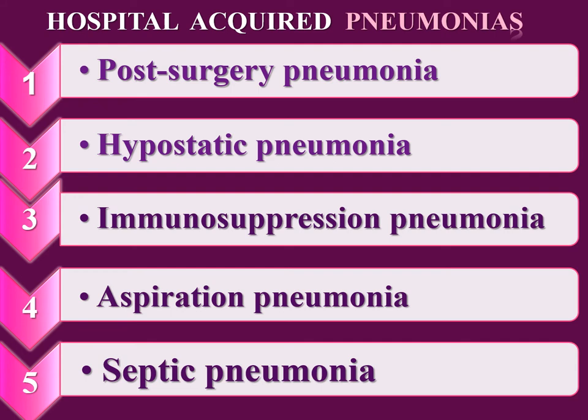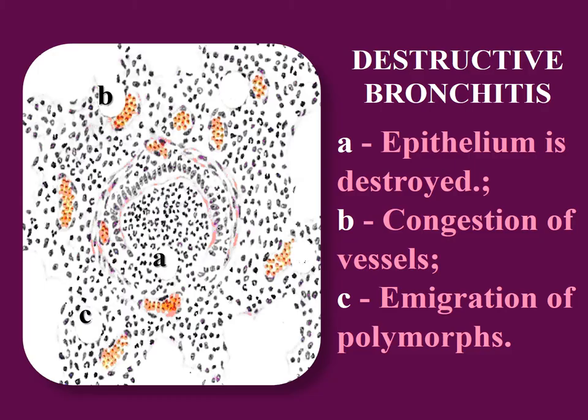Immune suppression from medications or disease, recent illness. Hypostatic conditions, congestion in lungs due to prolonged bed rest, and so on. The disease starts as a bronchitis. Bronchial walls are congested, hyperemic, and edematous. There is an exudate containing lympholeukocytic infiltration, desquamated bronchial epithelium, and infecting organisms in the bronchial lumen.